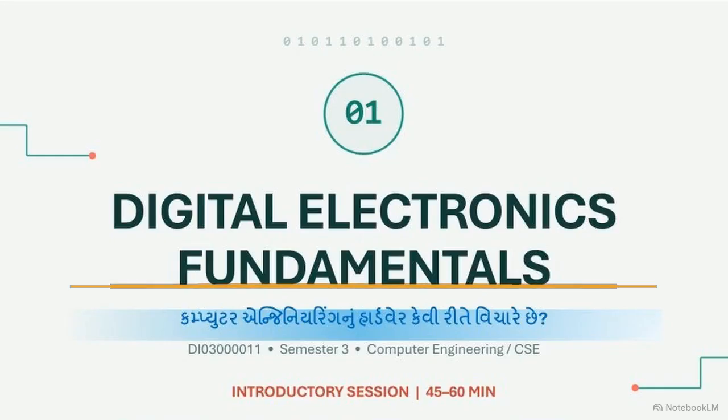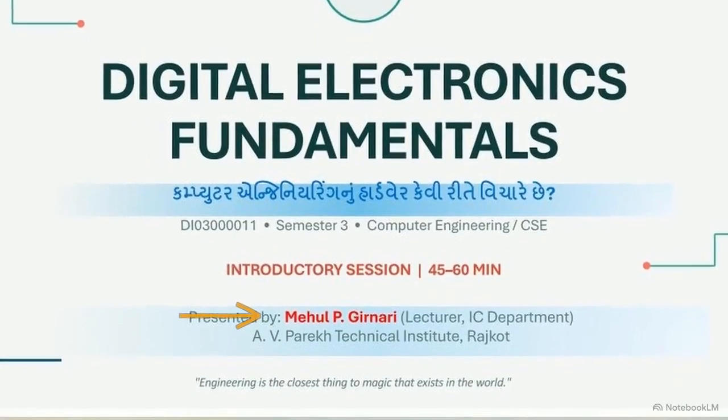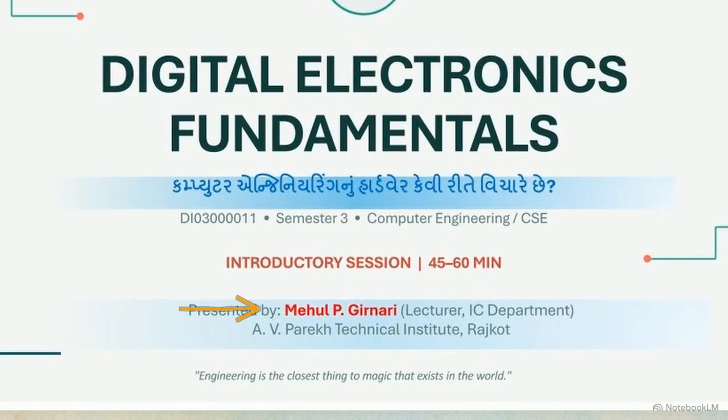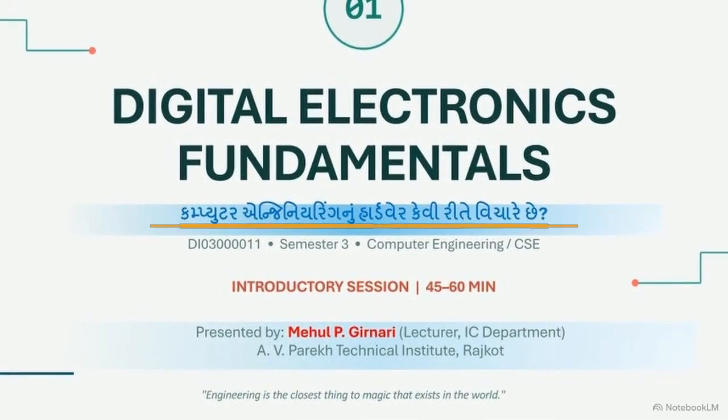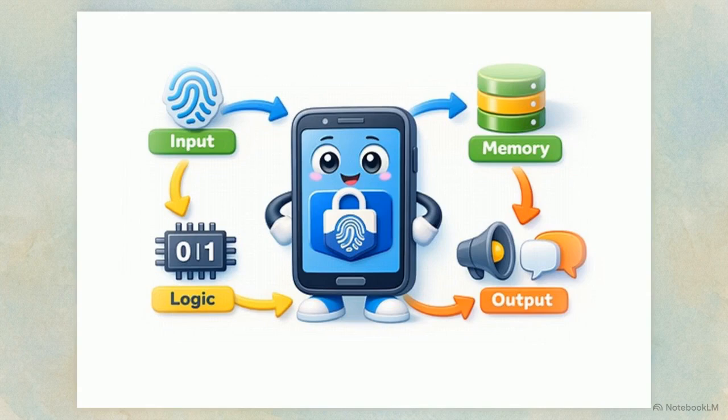To understand exactly how that hardware operates, we turn to digital electronics fundamentals. Presented by Mehul P. Gurnari at the AVPTI Technical Institute, the central question for the semester is, how does computer hardware think? This diagram illustrates the core operational loop used by every smartphone. A fingerprint provides the initial input. The central chip applies logic to evaluate that scan against stored memory. Finally, it grants access, providing the output.